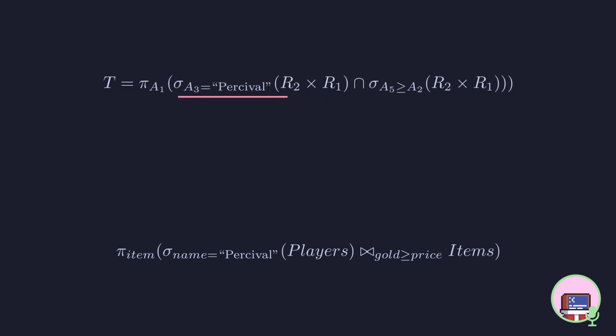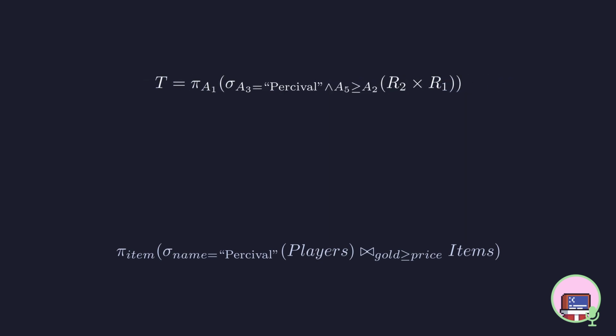Next, notice how we are taking the intersection of two selections on the same relation, the cross product of R1 and R2. We'll combine these two selections by replacing the intersection with a logical AND operator inside our predicate.